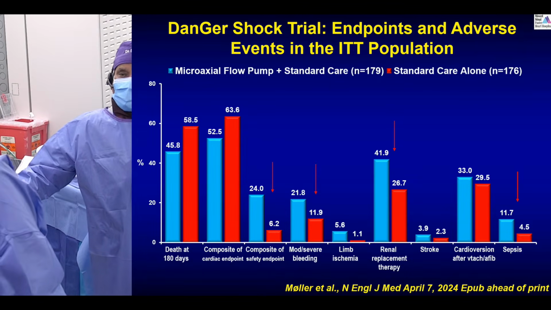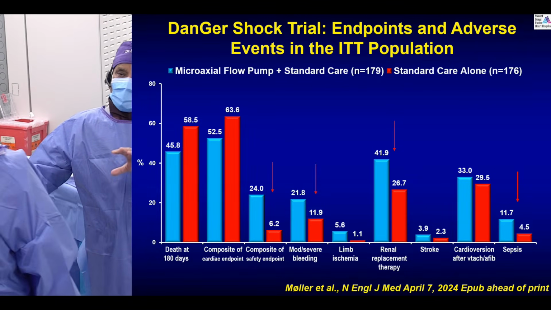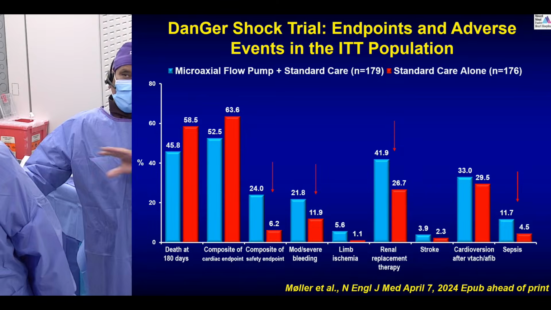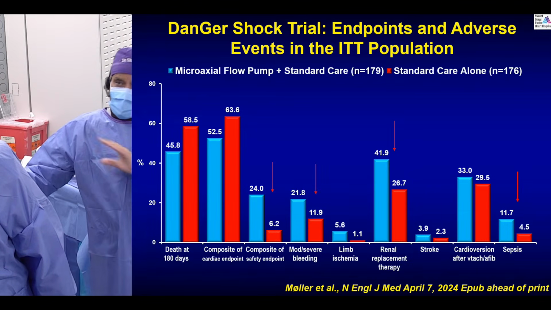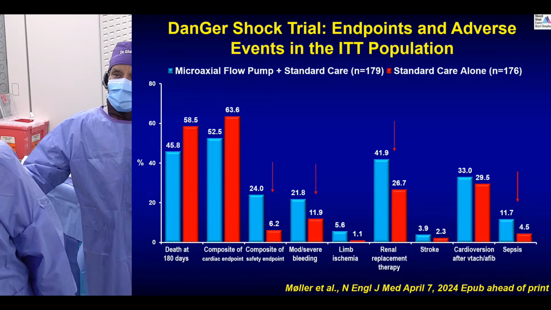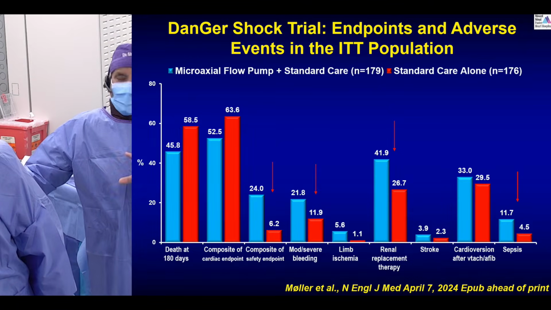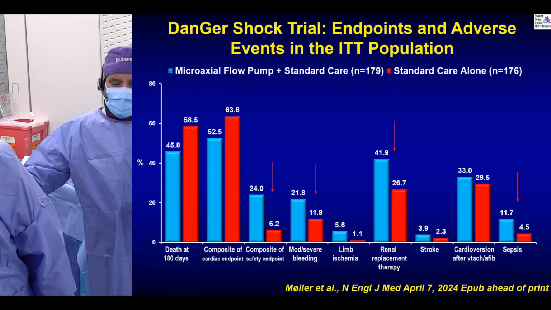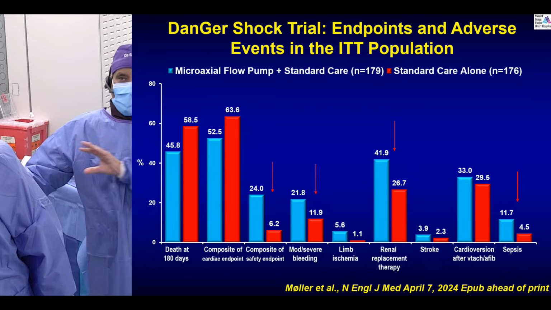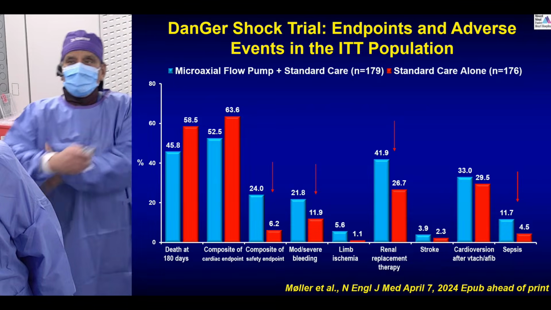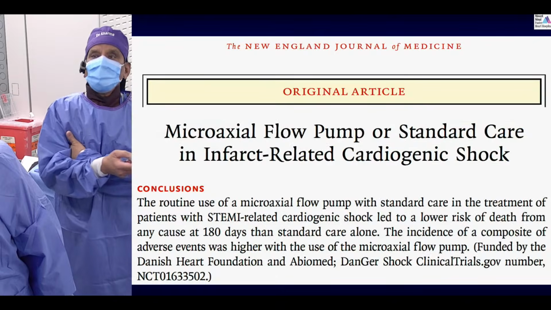Remember, there was a concept that likely the Impella improves the renal function. The answer to this in this trial was no. Renal replacement therapy was 42% in the Impella group, 26.7% in the standard group. So renal protection in a randomized trial has shown no benefit of Impella. So this is something we also learn now.